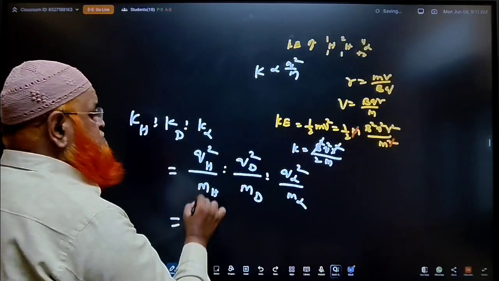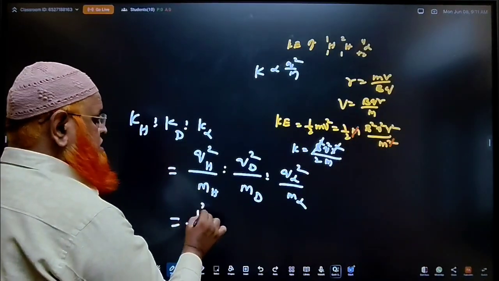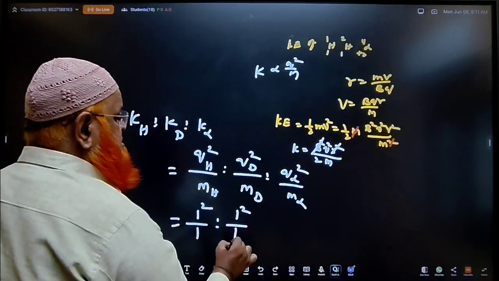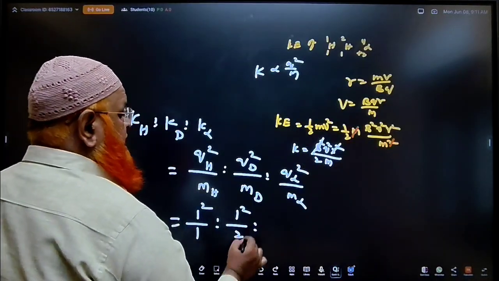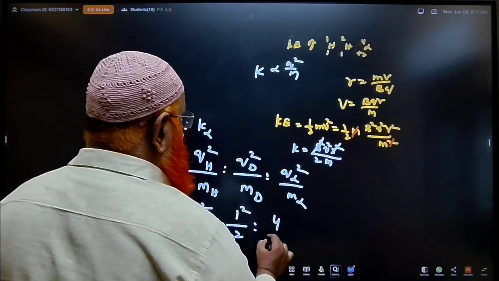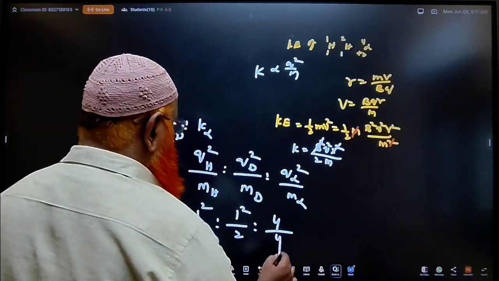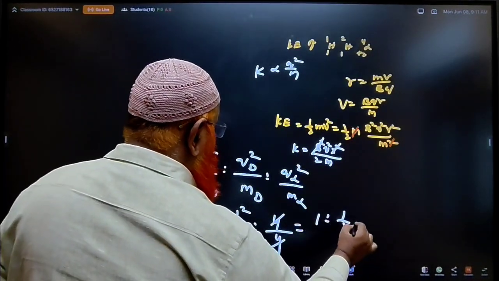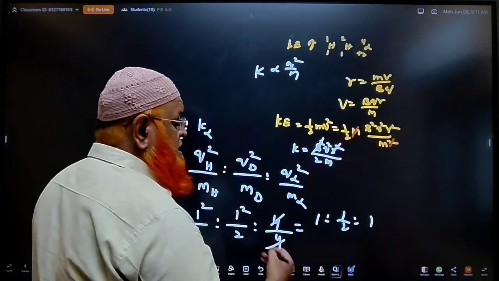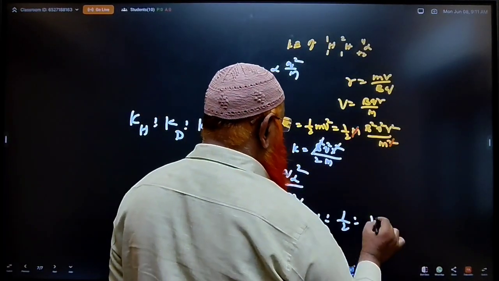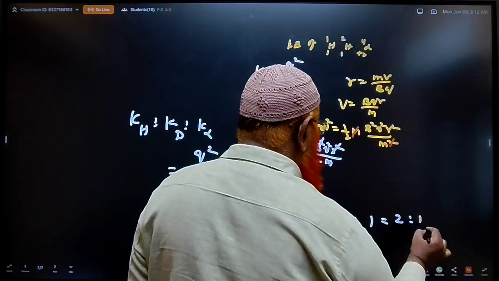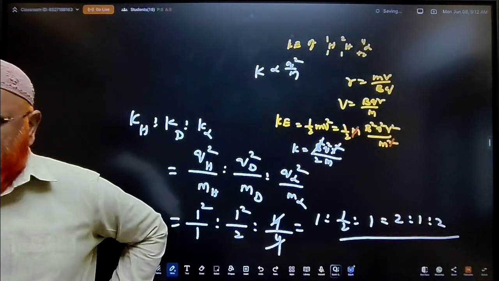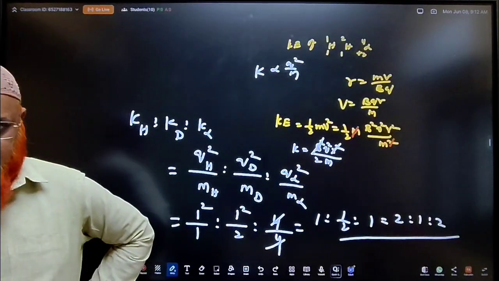The charge of hydrogen is 1 and mass is also 1, so 1 square by 1. This is charge 1 square and mass is how much? 2. And the charge of alpha is 2, so charge square is 4 and mass of alpha is also 4, getting cancelled now. So what is left now? 1 is to 1 by 2 is to 1. So multiply numerators with 2 here. So 2 is to 1, the answer is 2. Is it understood now? Is it clear?